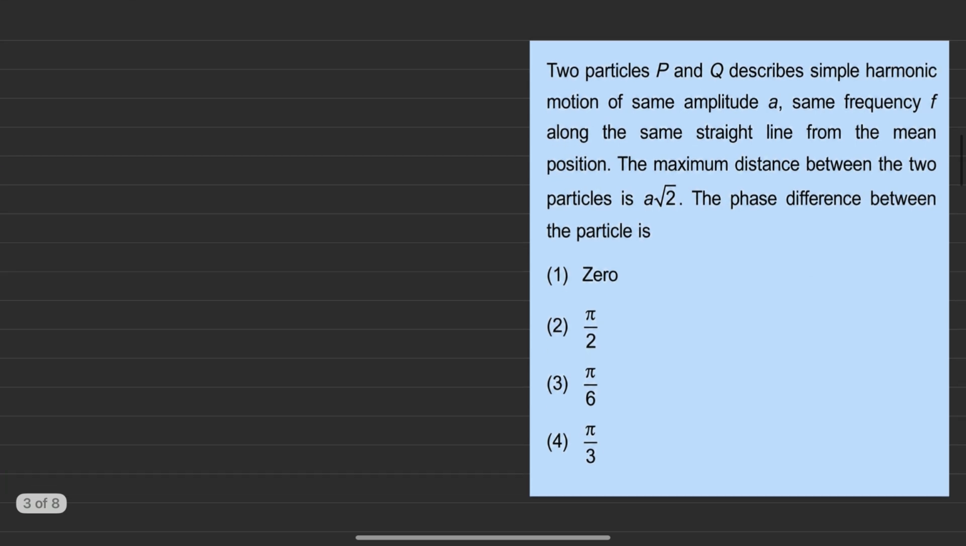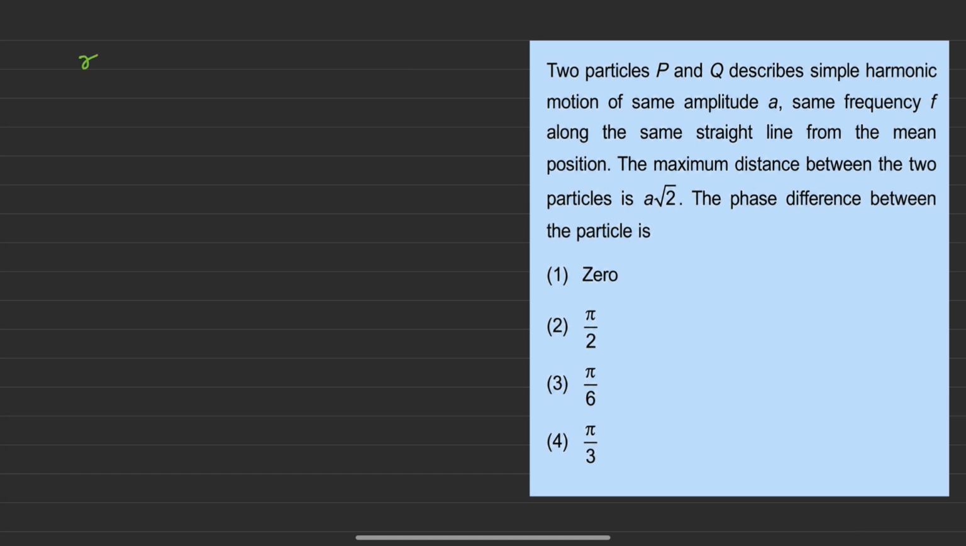In this next question, they are saying two particles P and Q describe simple harmonic motion of same amplitude A, same frequency F, along the same straight line from the mean position. The maximum distance between the two particles is A root 2. The phase difference between the particles is? So it is similar to our first question that we have discussed. So let me go quickly through this particular part.